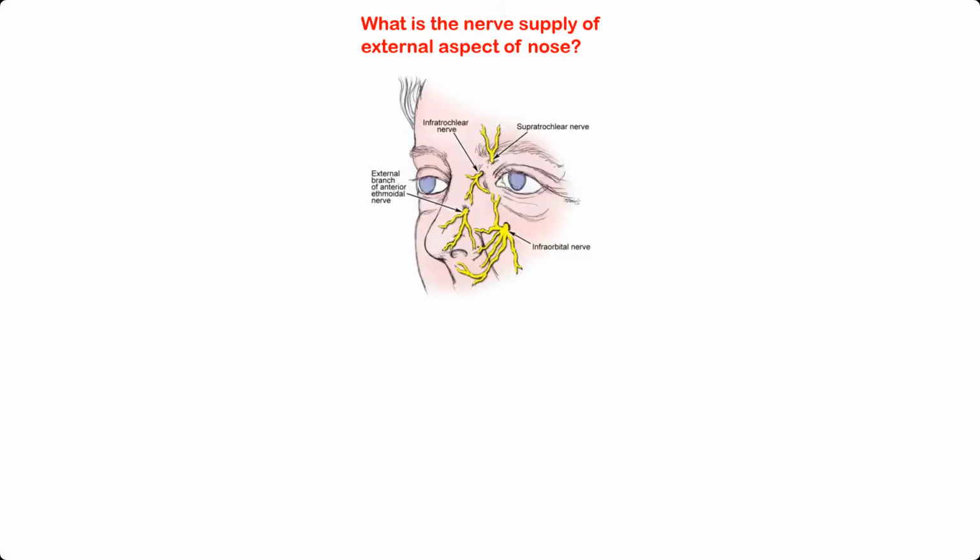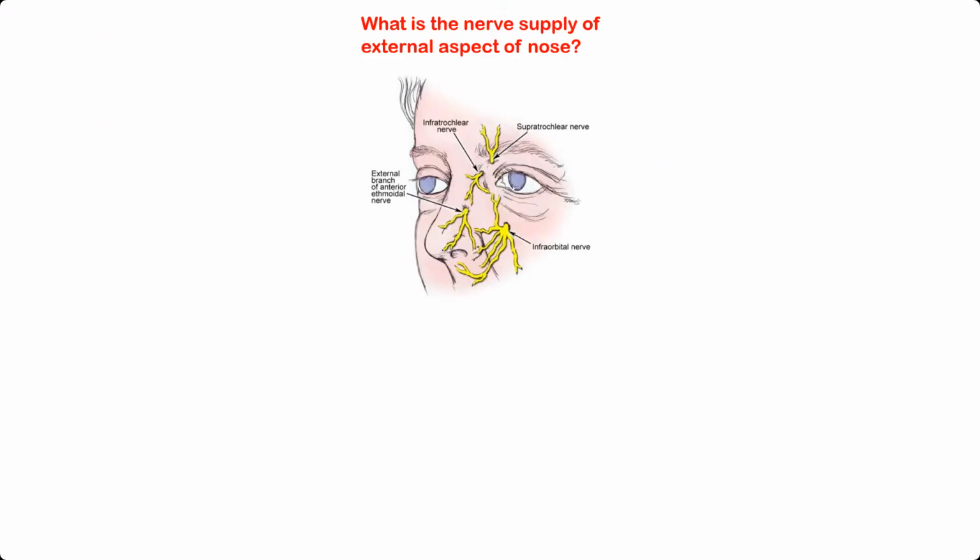infiltrate. You have to infiltrate at the supratrochlear notch. So you have to give 2 ml to block the supratrochlear nerve. Just immediately 1 centimeter below at the root of the nose, you can block the infratrochlear nerve. Then at the middle of the nose on the lateral aspect, you can block the external branch of anterior ethmoidal.